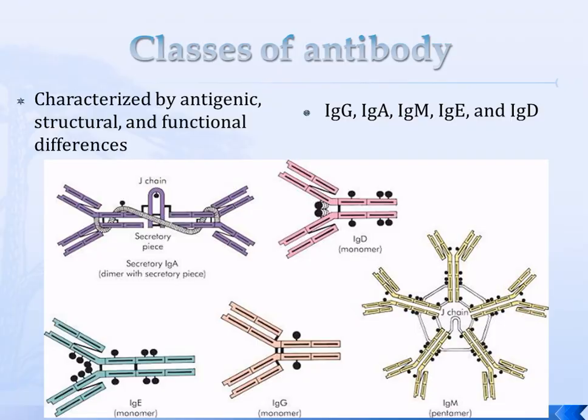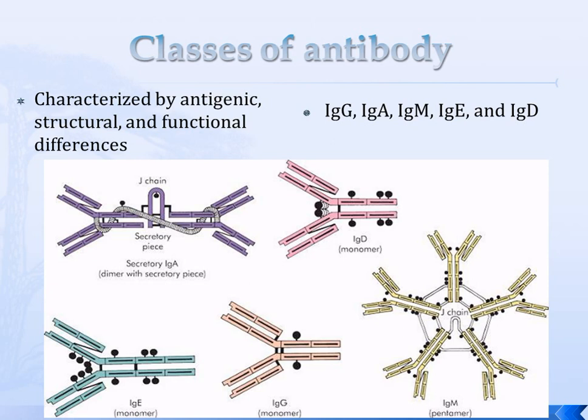Next thing you want to know are the classes. And I remember the word GAMED. G-A-M-E-D. GAMED. Part of the reason I remember it in that word is because the G is the most abundant. And they call them IgGs. Ig, what? A, IgM, IgE, and IgD. So the first one, IgG, this is the most abundant. That's the first thing you remember. This is the most abundant going through your system all the time. So if something gets in, hopefully the IgG grabs it.